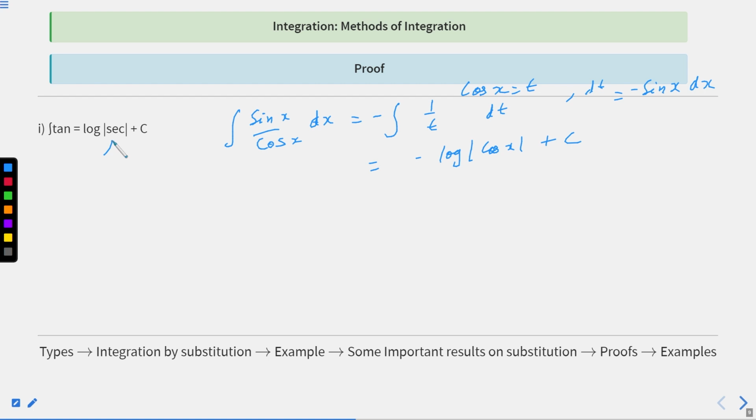But as you are seeing, this is sec x. So how did we get from cos to sec? Very simple. You know properties of logs. You can rewrite this as log of cos x whole power minus 1. Whole power minus 1 means 1 by cos x, which means sec x. So you have this form also. You can use either the form of sec x or the form of cos x. But remember this minus sign: in cos x you will have a minus sign, in sec x you will have a positive sign. Clear? I hope now this proof is clear to you.